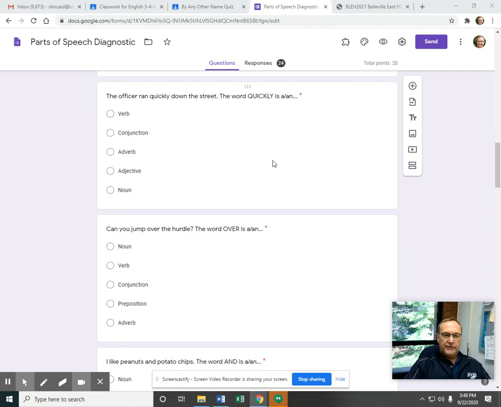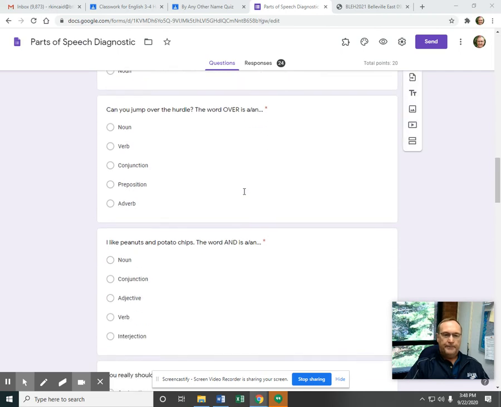The next one says the officer ran quickly down the street. The word quickly is another adverb. It tells you how the officer ran, tells you more about the verb ran. And keep in mind that adverbs usually end in ly. Quickly, happily, lazily, tells you more about the verb.